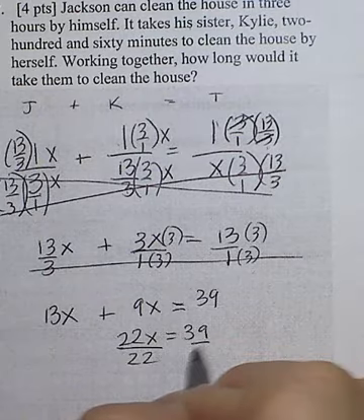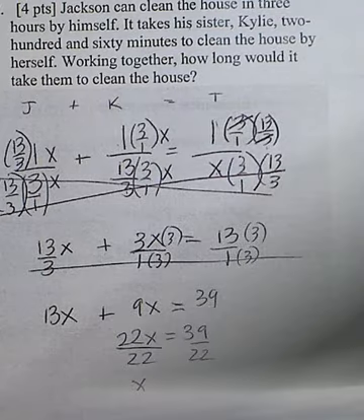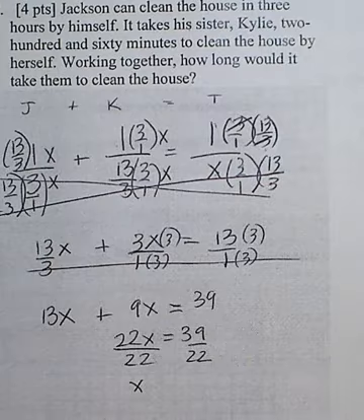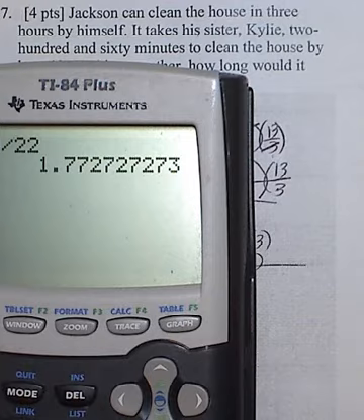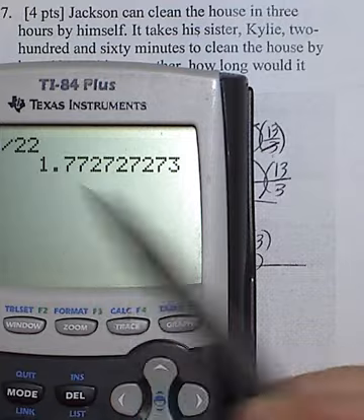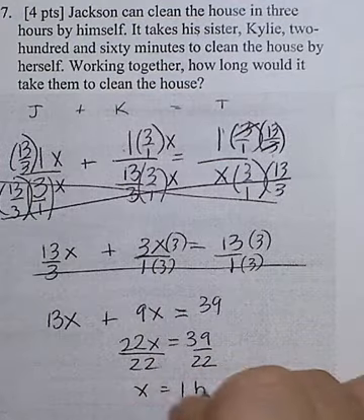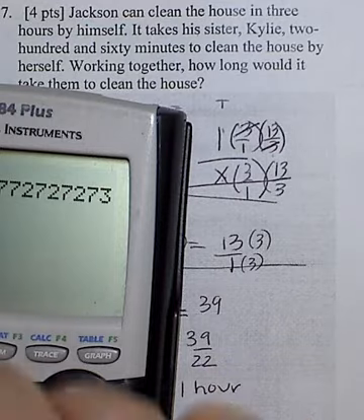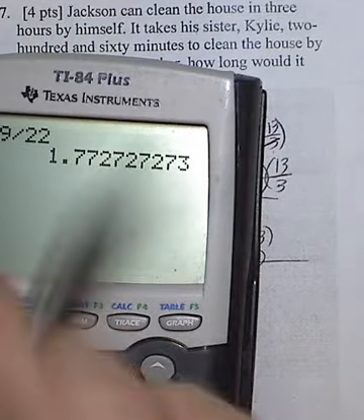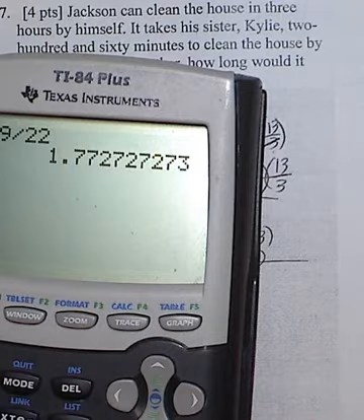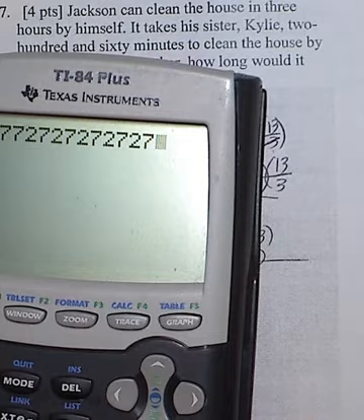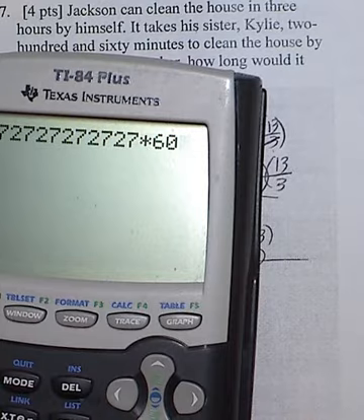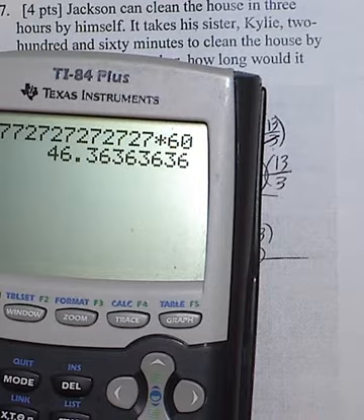Divide by 22. Grab your calculator. This will be in hours. So I have 1.77, and then it's repeating 27, 27, 27. So how do you write that down? I know this is 1 hour, and then it's a partial hour. So 1 hour. And I'm going to take this decimal, 0.77 and the repeating 27, times 60 to figure out how many minutes. 1 hour and approximately 46 minutes.